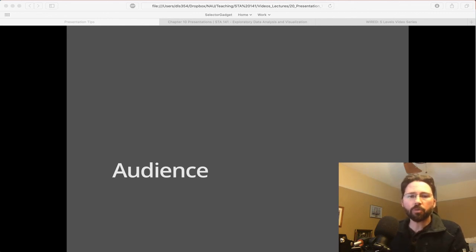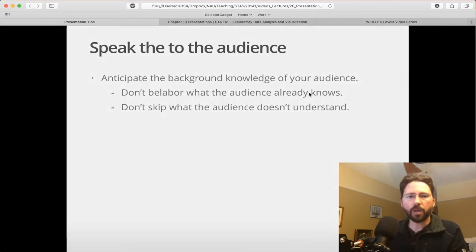So the goal really needs to be to address the audience really correctly. You need to anticipate the background knowledge that your audience has, and don't beat them over the head with stuff that they already know. You don't have to reiterate what they already know, but at the same time, you have to anticipate what they don't know and fully explain that. And this is a really, really hard thing to do right.